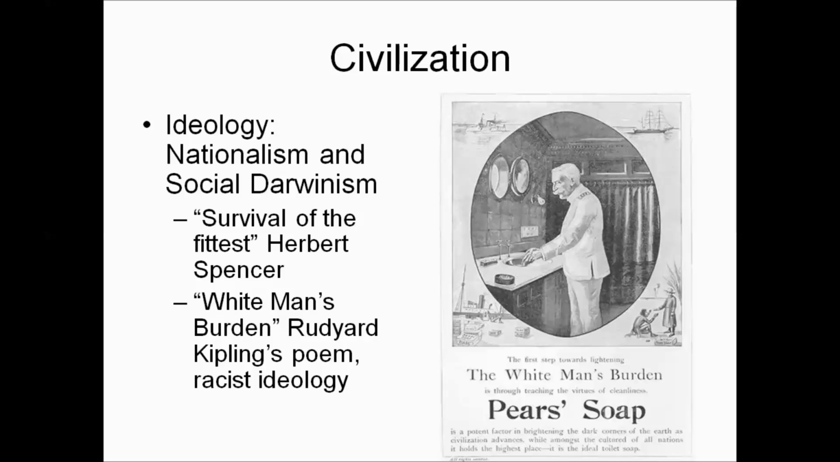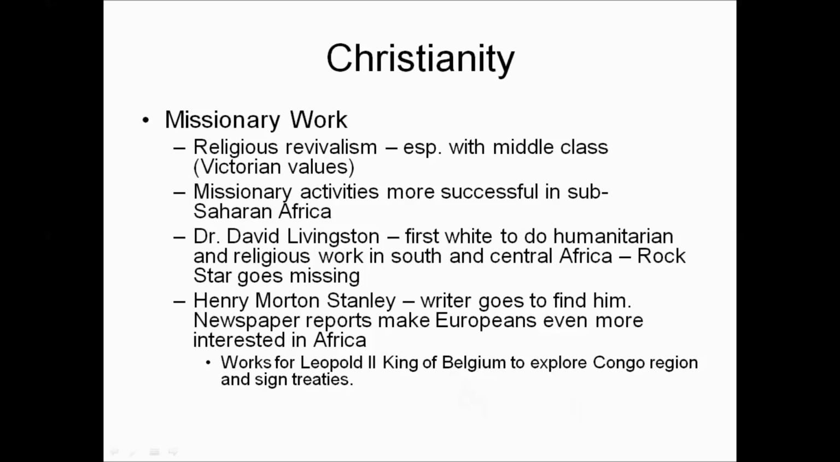Christianity is another reason for Europeans going over to Africa and Asia. A lot of them just accompanied the other more economic reasons for going. So Christian missionaries often accompanied companies as they traveled over there and used the resources when they got over there to actually spread their faith. So there's religious revivalism in the middle class with Victorian values during the mid-1800s, and that's going to spread to these new places in Africa and Asia. Missionary activities are more successful in sub-Saharan Africa than they are in Northern Africa. Northern Africa is, again, dominated by the Ottoman Empire at some time, and you have a Muslim population there.